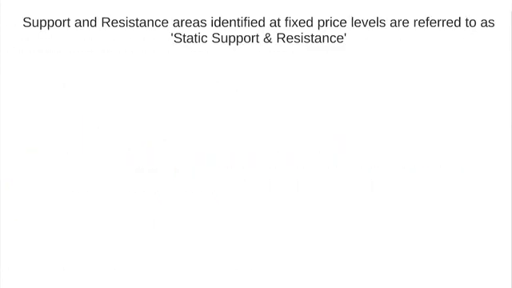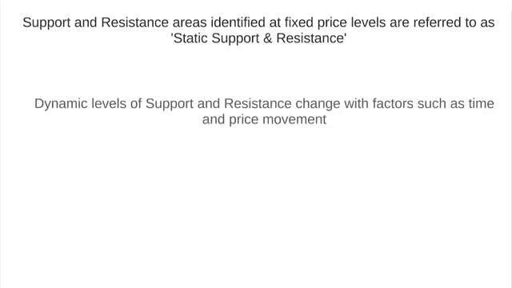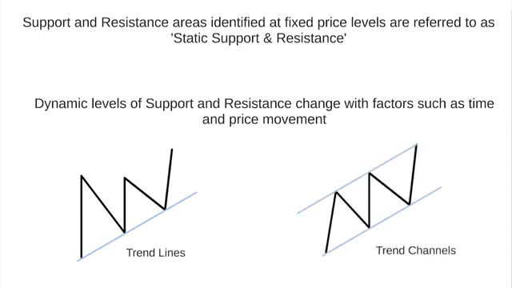Areas of support and resistance identified from previous price data at fixed levels are called static support and resistance. There are also forms of dynamic support and resistance, whose price level changes on factors such as time and price movement. A good example of this would be trend lines or trend channels. Trend lines are sloping lines of support and resistance that tend to connect a series of highs or a series of lows. Trend channels are simply two parallel sloping trend lines that tend to encapsulate a trending price move. However, as with the static lines of support and resistance, if a line is broken, they quite often can become the opposite to what it was before.